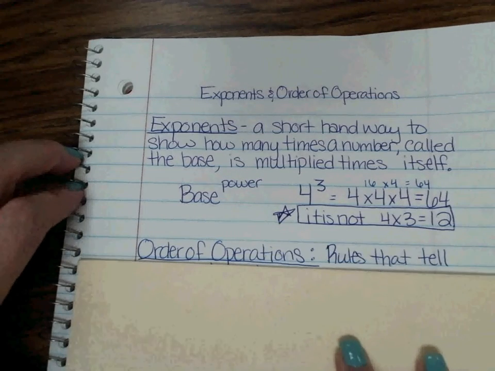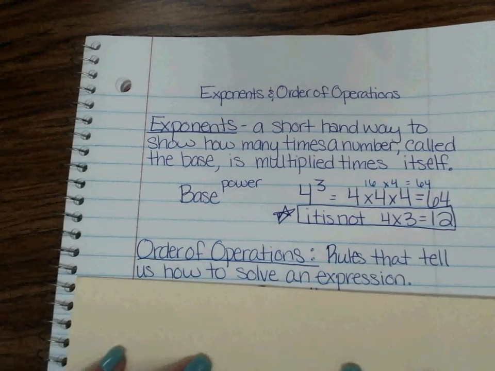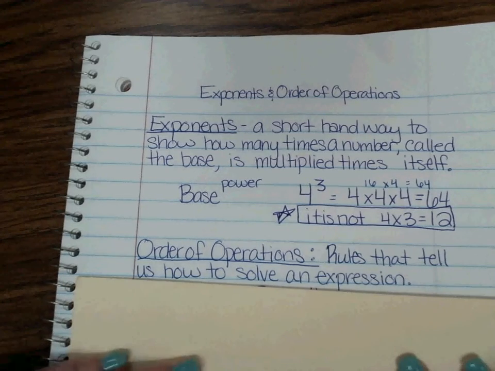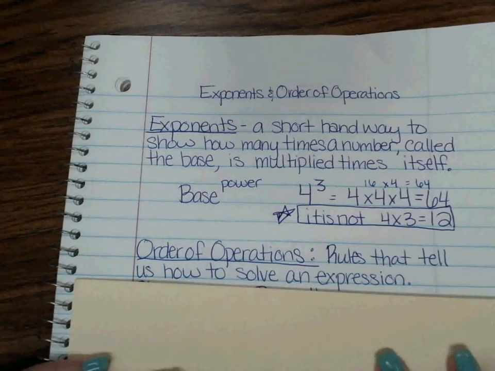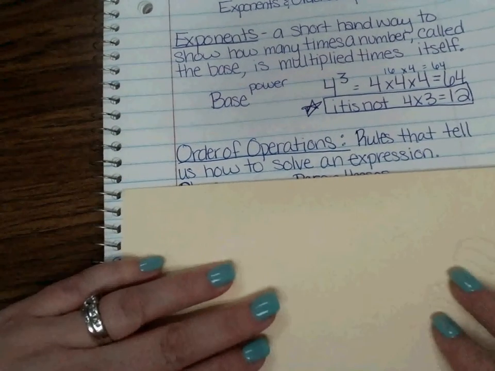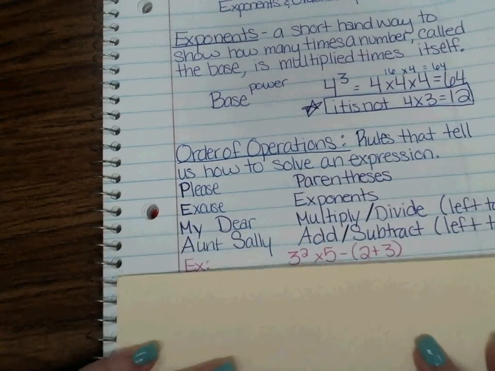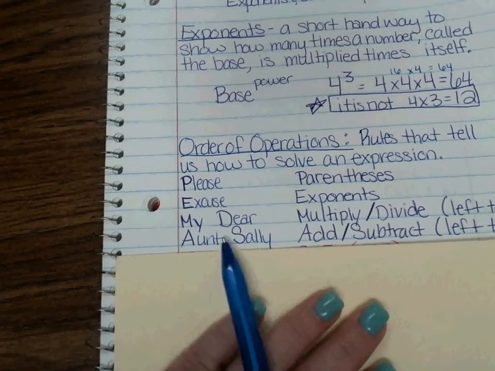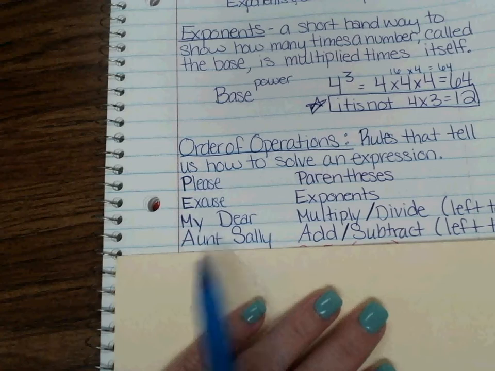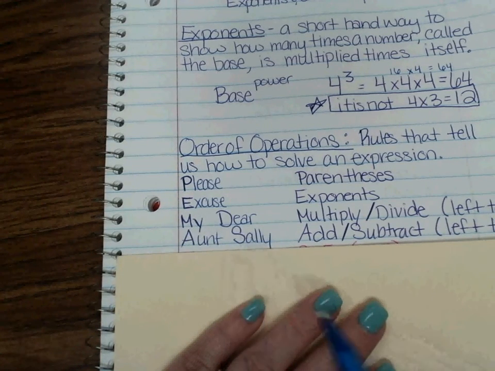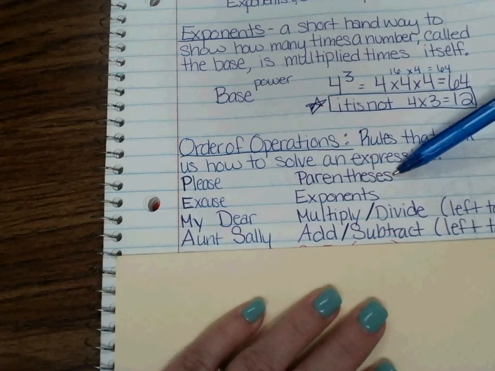So again, order of operations, make sure you pause so that we go through it, is rules that tell us how to solve expressions. So we know these rules. We have seen these rules so many times. They are the rules of, please excuse my dear Aunt Sally. So it's PEMDAS. And the M and the D are stuck together and the A and the S are stuck together because P is for the parentheses that we see.